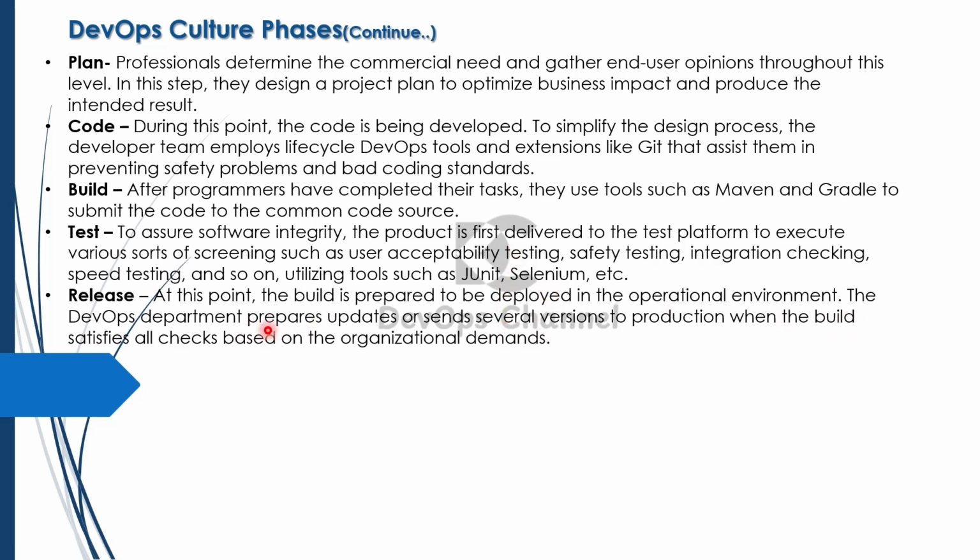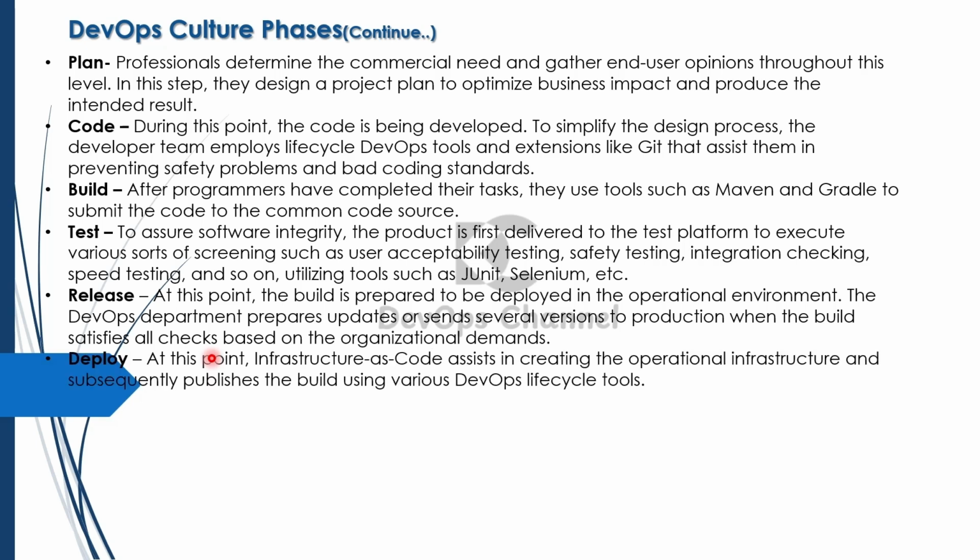The DevOps department prepares updates or sends several versions to production when the builds satisfy all the checks based on the organizational demands. Once the test is built, it is passed over to the next sub team, which is working in the same sprint, to check whether it is a release candidate or not. Right. Next one is deploy.